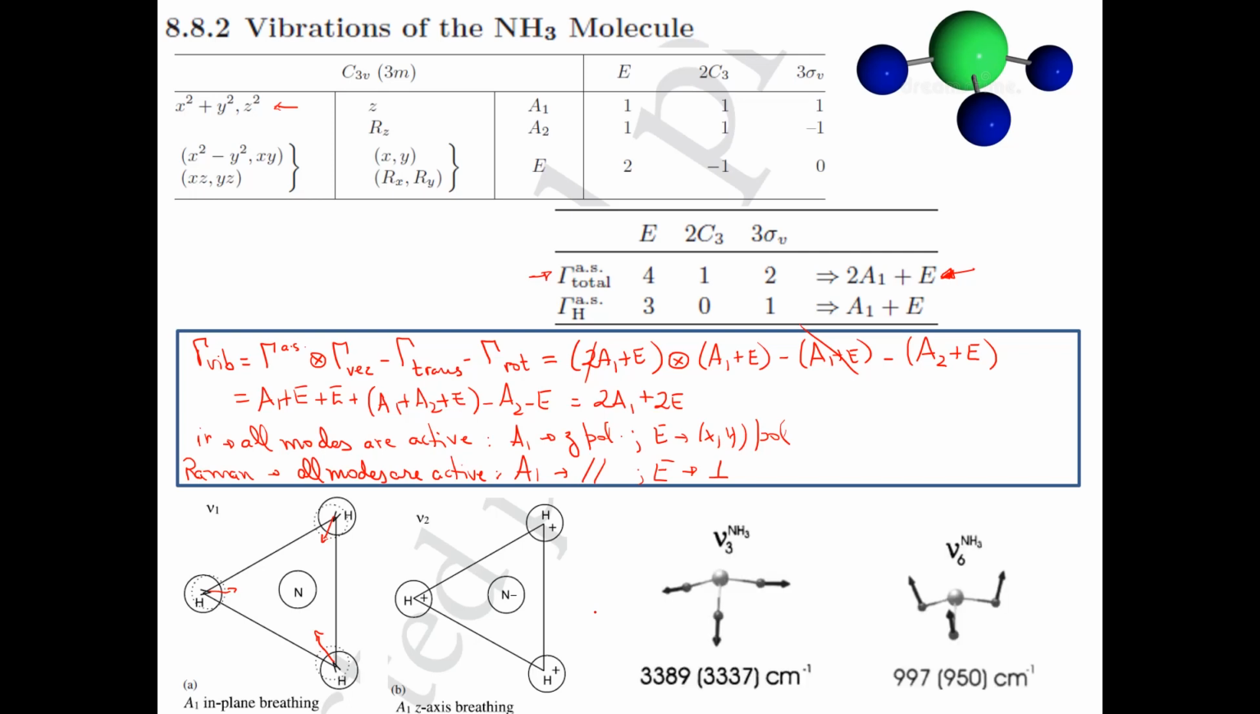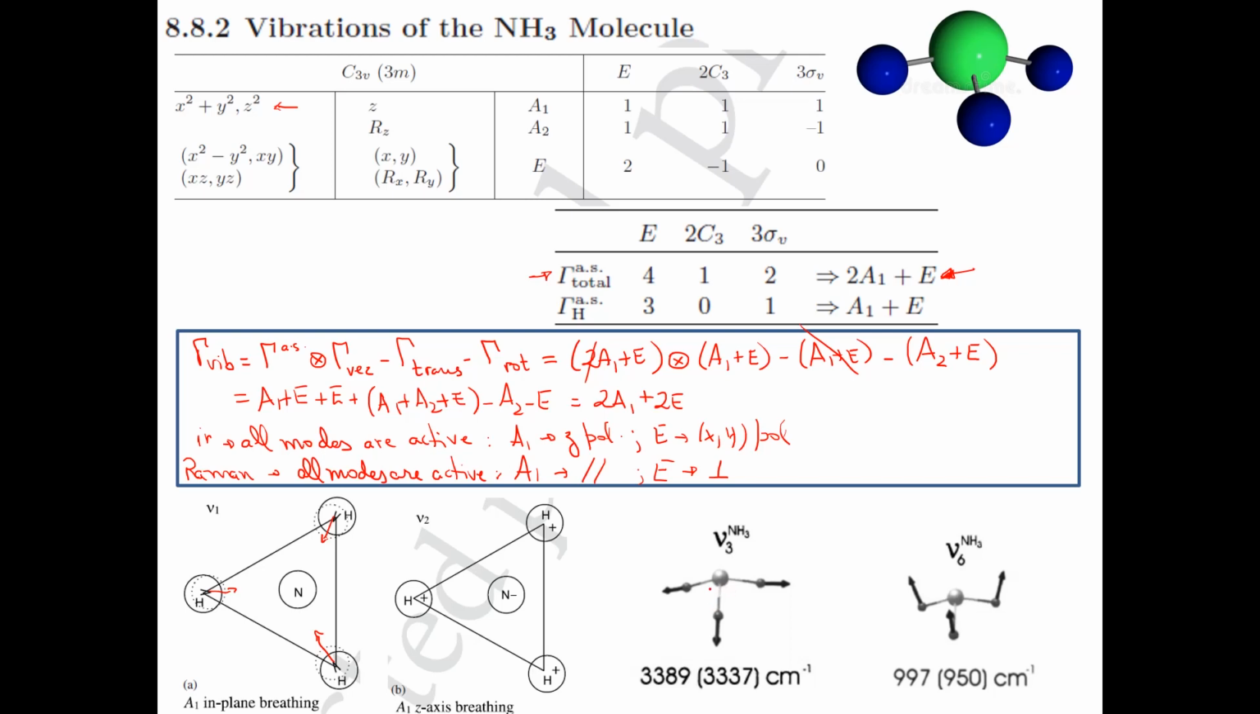When you do that, what you get is something more like this guy, which is a bond stretching, not in plane, but in the direction of the bonds. You see that the hydrogen atoms are stretching the NH bonds.